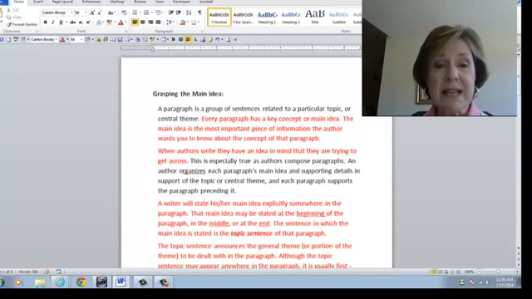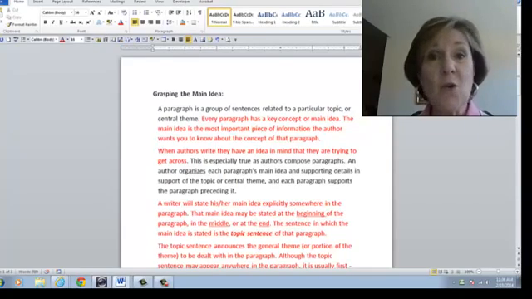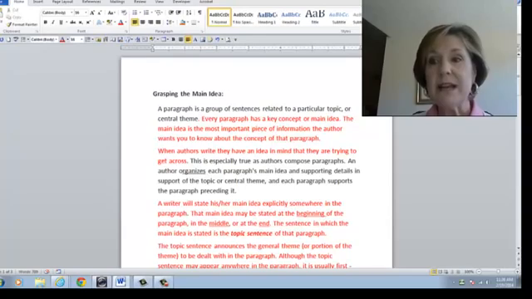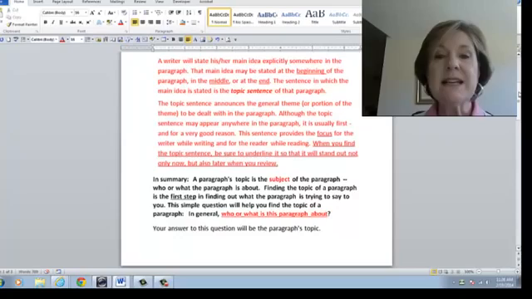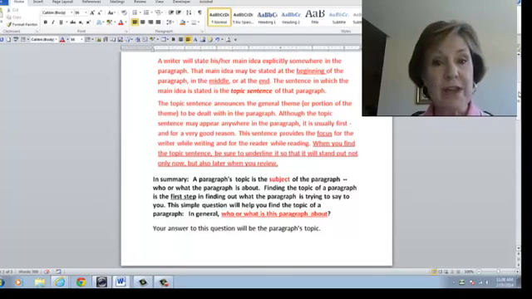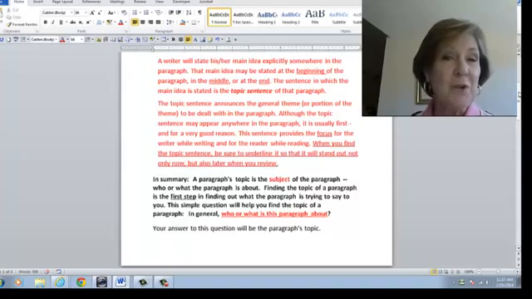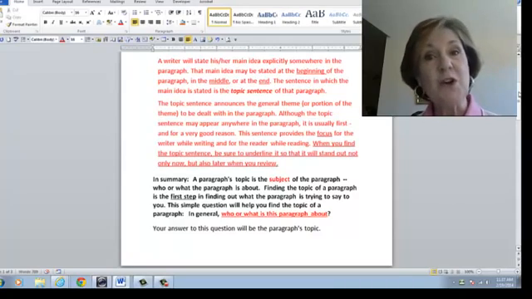Now, the topic sentence can be at the beginning, the middle, or the end. It doesn't matter. It can be any of those places, and we're going to give you some examples of that. The topic sentence announces the general theme to be dealt with in that paragraph. Although the topic sentence, as we said, can appear anywhere, this sentence is the focus of the writer while writing and of the reader while reading. When you find the topic sentence, be sure to underline it so that it will stand out not only for now, but also for later when you're reviewing.